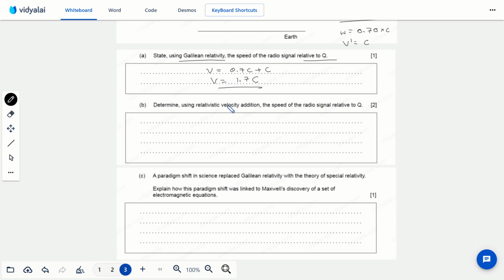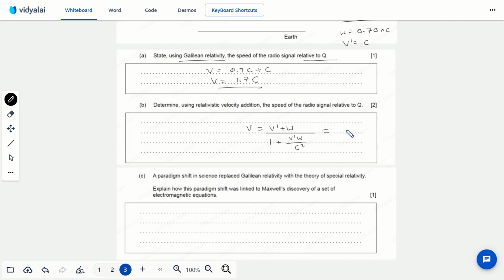And we are going to determine the exact same thing, but we're going to use the relativistic velocity addition. So according to the theory of relativity, we not only have to add the two velocities, but we also have to do something extra. And this extra thing comes from the fact that lengths and time intervals adjust themselves to make the speed of light a constant. And I'm going to tell you what that is as we visit the third part, the last part of this question.